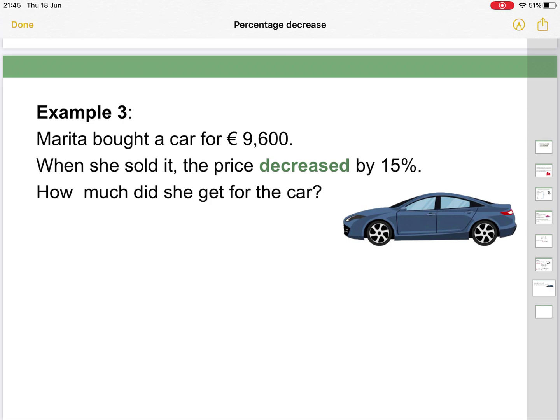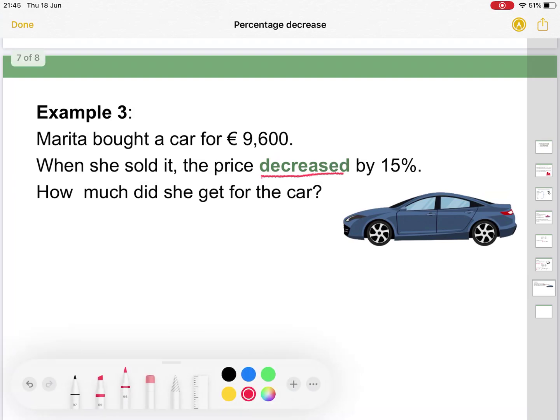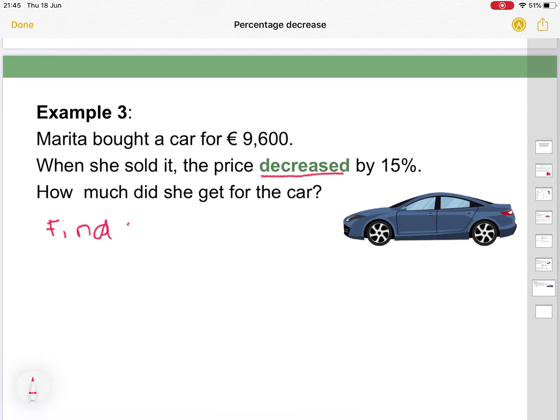Let's do example 3. Marita bought a car for 9,600 euro. When she sold it, the price decreased by 15%. How much did she get for the car? The keyword here is decreased, so it is a case of a percentage decrease. So we must subtract percentages, and we need to find the new percentage first.